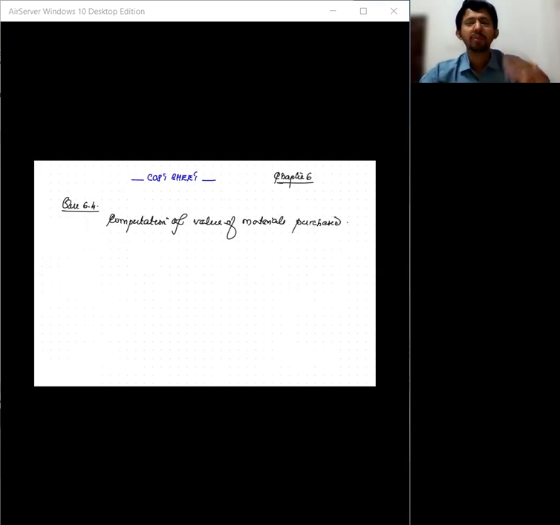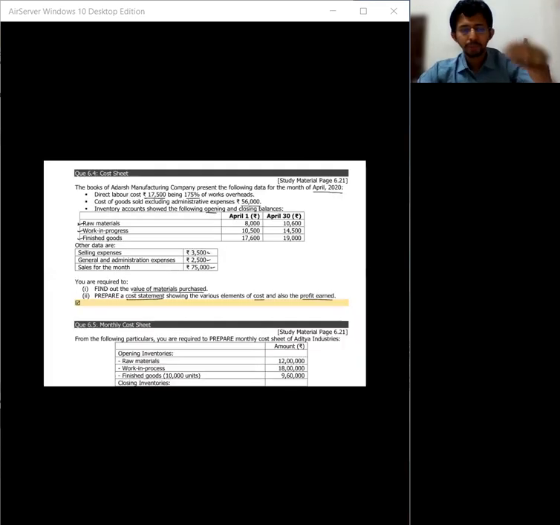Now, to compute this, what should be your starting point? If you see the question, they have given something. What is that? They have given the cost of goods sold. Cost of goods sold works out to 56,000, which means that should be the starting point.